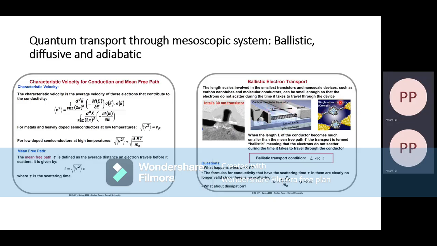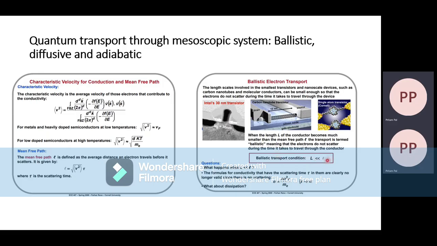and a carbon nanotube resistor, and this separation is almost 18 nanometer. This is a single atom transistor. So when the length scale of the conductor becomes much smaller than the mean free path, the transport is termed as ballistic. Okay. Meaning that electrons do not scatter during the time it takes to travel through the conductor. So this is the important condition, I mean, this is the required condition for the ballistic transport to occur.